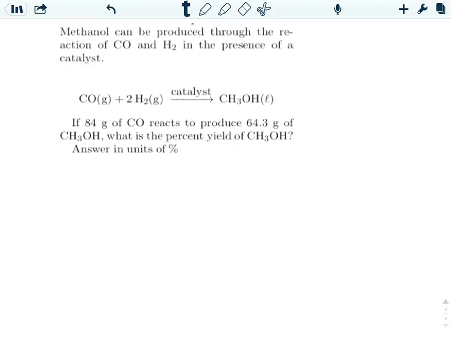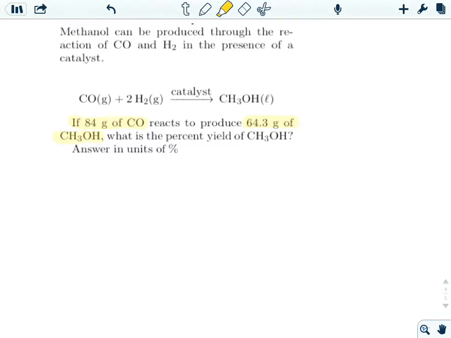On this one, it says that methanol can be produced through the reaction of carbon monoxide and hydrogen gas in the presence of a catalyst, and it gives us the reaction. It says that if we have 84 grams of carbon monoxide reacts to produce 64.2 grams of methanol, what is the percent yield of methanol?